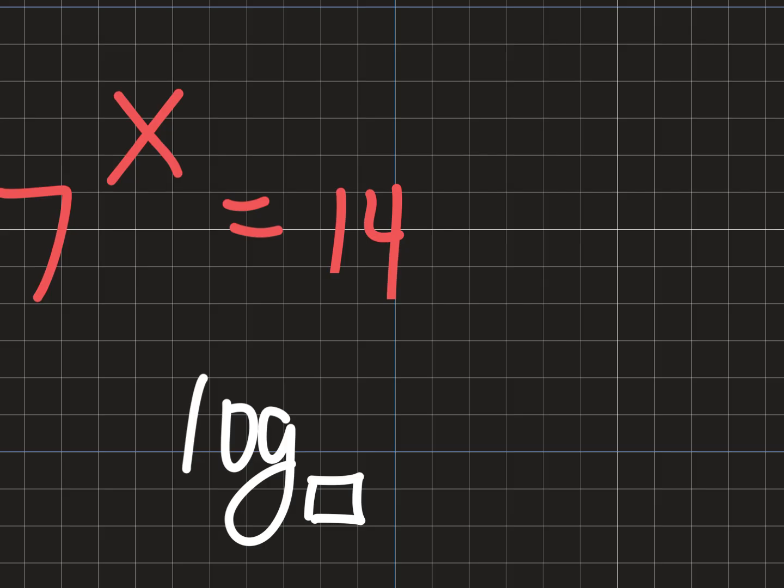Log base 7, and the right word is "of." Log base 7 of what? Log base 7 of 14 is the correct answer. And when I say it's the answer, it means I got x alone. X is solved. X is log base 7 of 14. And that one is not a nice number. Why? Because I can't get 14 to be 7 to a power. Nothing I can think of could work. So then you'd have to use a calculator to get that decimal.